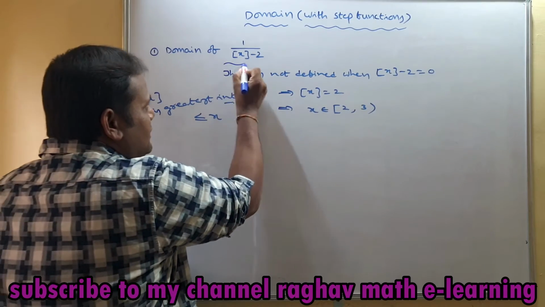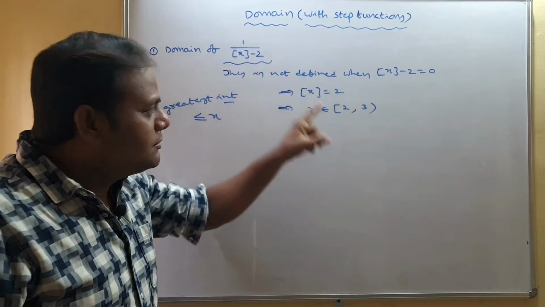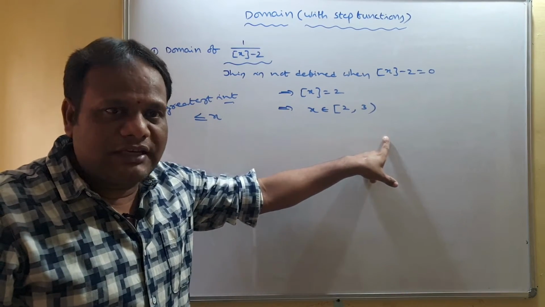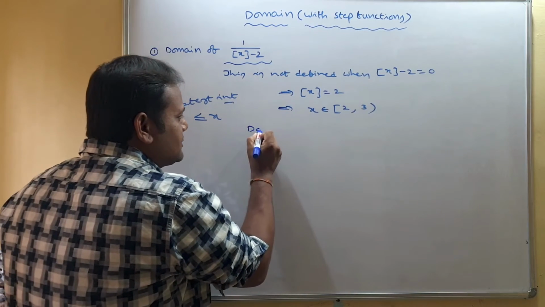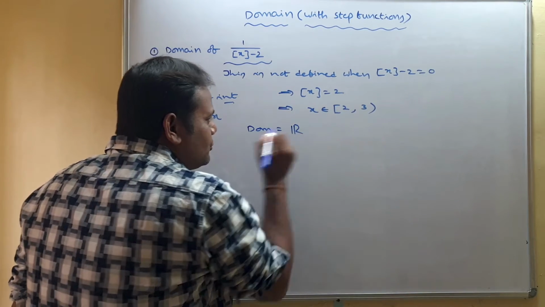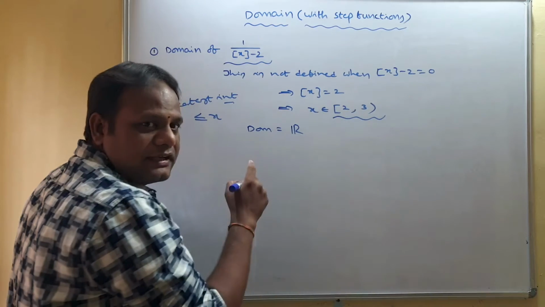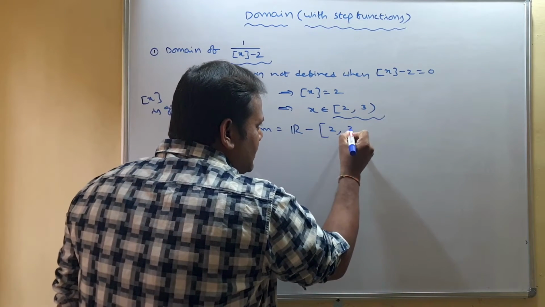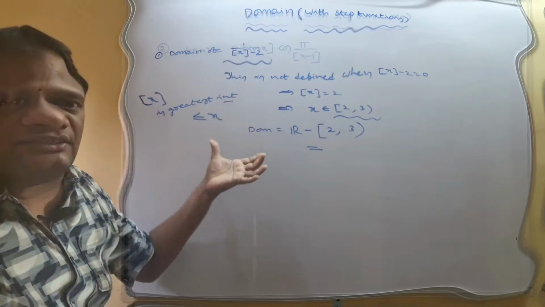So coming to this function, if x belongs to [2, 3), this function is not defined. So for the domain of the function, you can take all real numbers except the values in this interval, that is R minus [2, 3). This is the domain of this function.